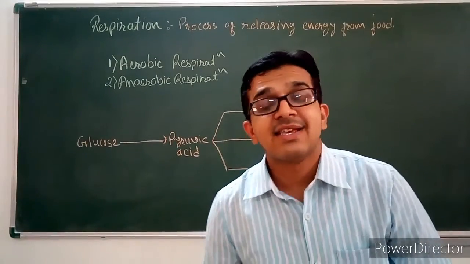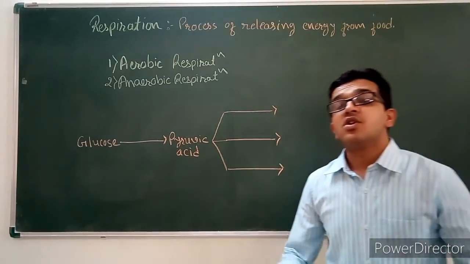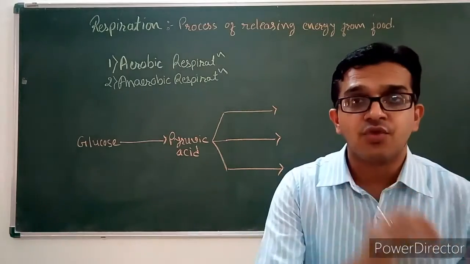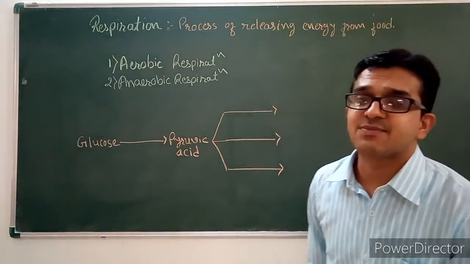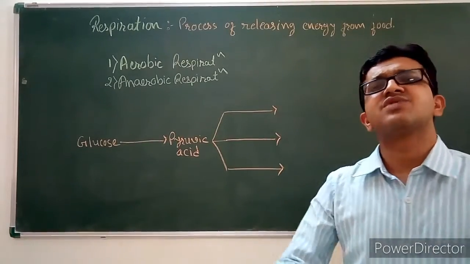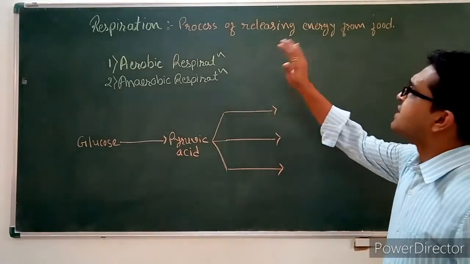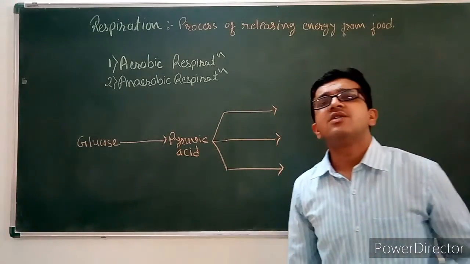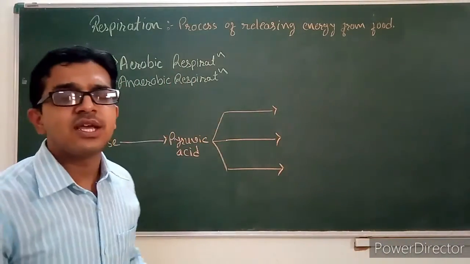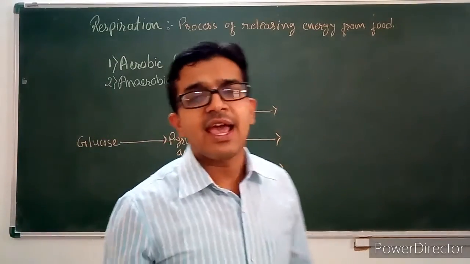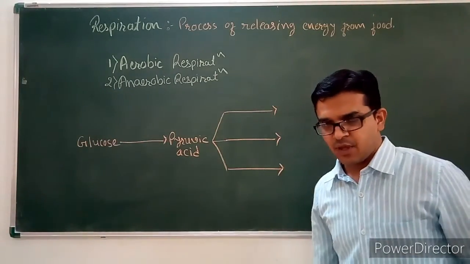In our last class, we learned about nutrition and how organisms obtain their food. In this video, we are going to learn the next life process, that is respiration. Respiration is a process which releases the energy from the food material. There are mainly two types of respiration: aerobic respiration and anaerobic respiration.